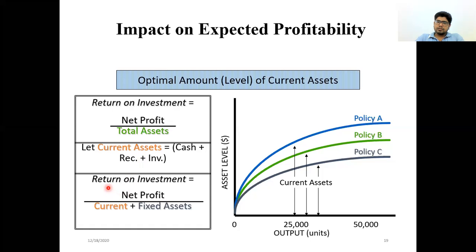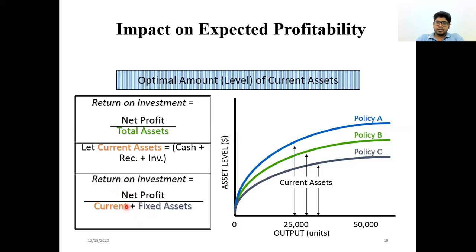When we calculate return on investment, we divide the total assets into two parts, current and fixed. Here, as we explained earlier, the current asset will contribute to making profit.